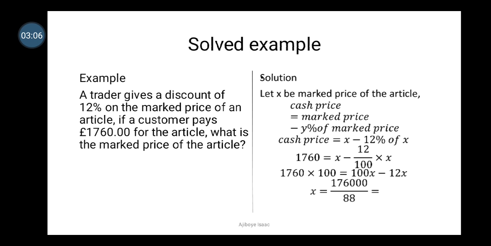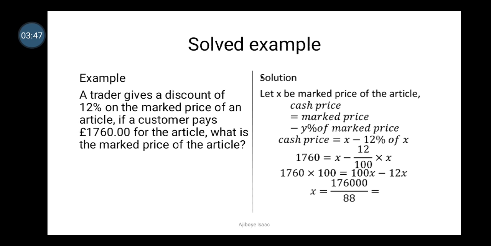Let's look at another example. A trader gives a discount of 12% on the marked price of an article. If a customer pays $1,760 for the article, what is the marked price of the article? So in this case, you have been given the discount percent, and you have been given the cash that the customer tendered. So the only thing we need to find out is the marked price. All you need to do is to substitute all these given values in the formula stated in the previous slide, and then you make the unknown subject.